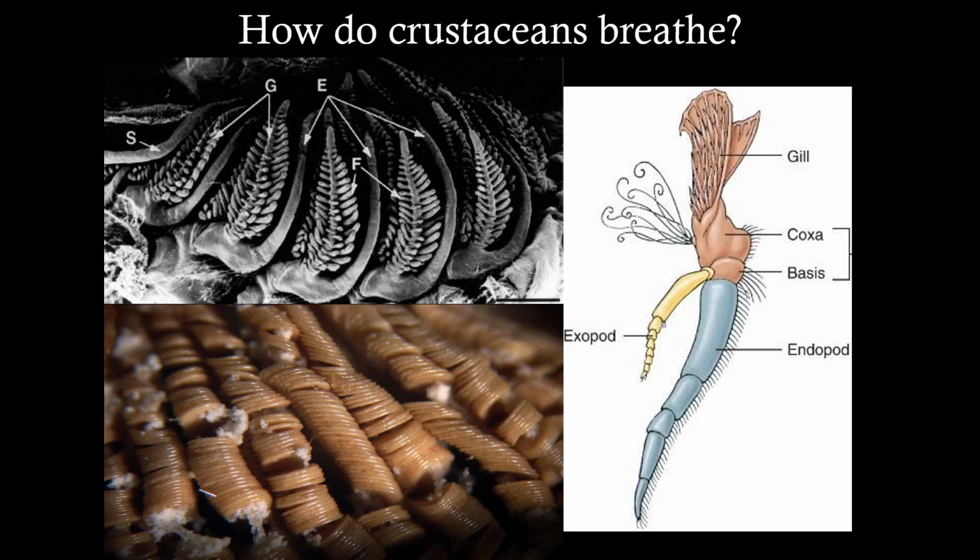Crustaceans breathe with gills. They are underwater, so they're not going to have tracheal systems like the hexapods, which breathe with a really advanced tracheal system.